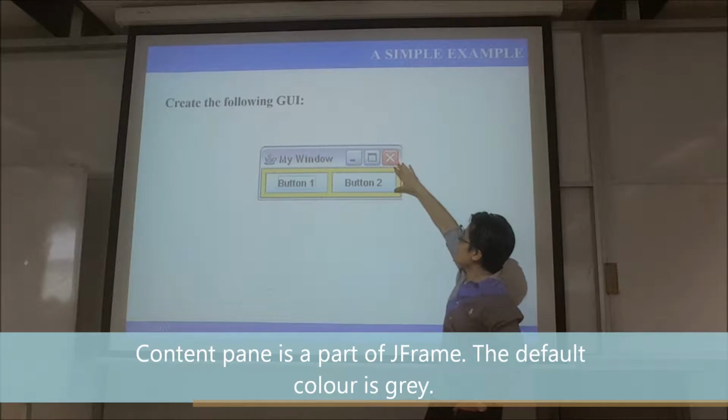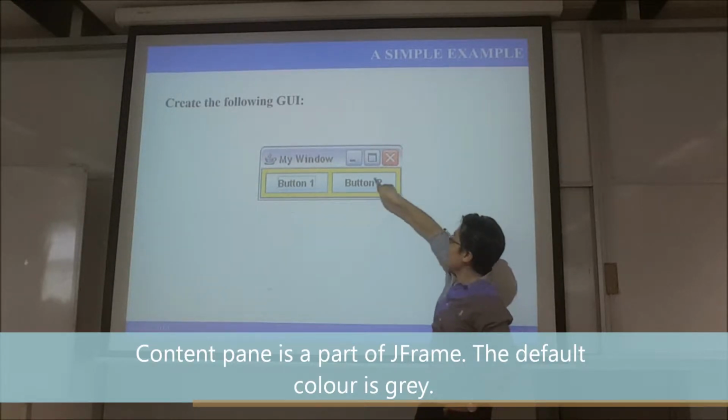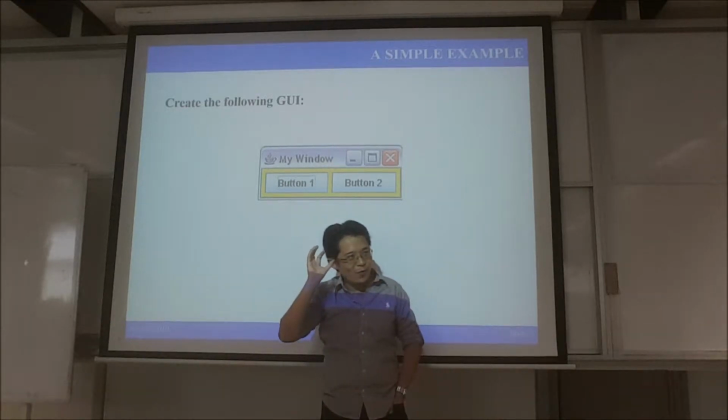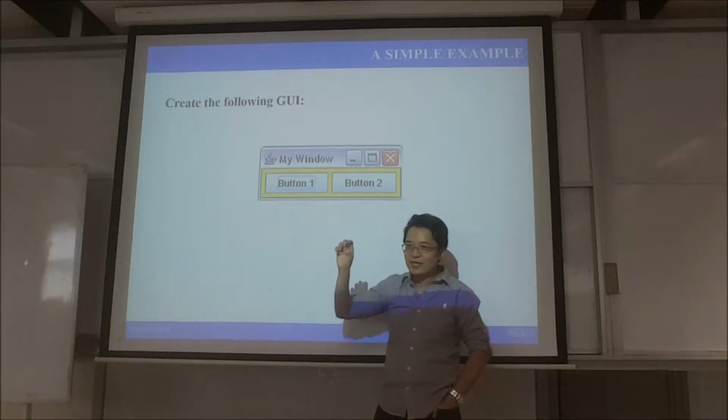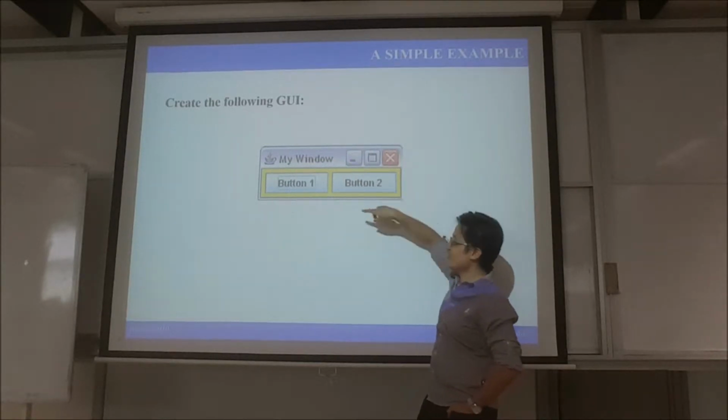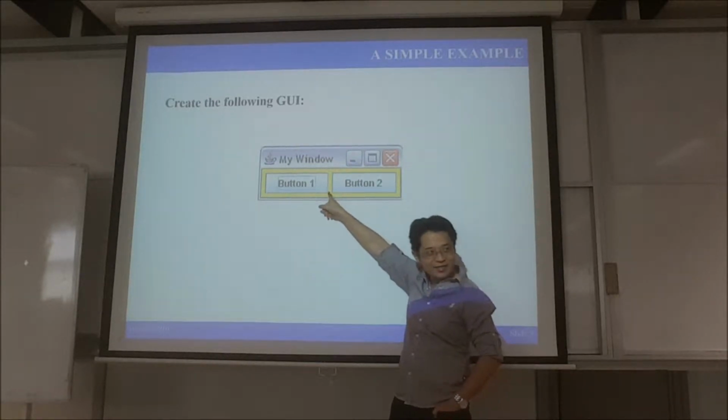Now, JFrame has a content pane, the yellow part. Now you add components to the yellow part, to the content pane. You don't add to the frame. You don't add to JFrame, right? You add to the content pane of the frame.